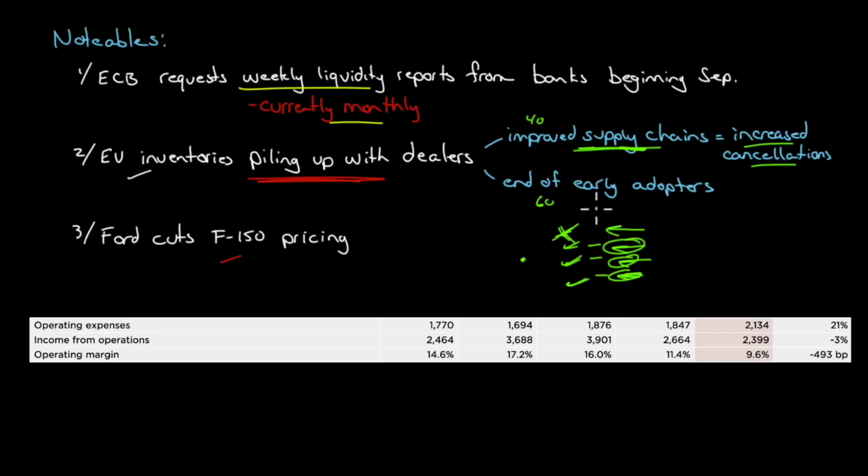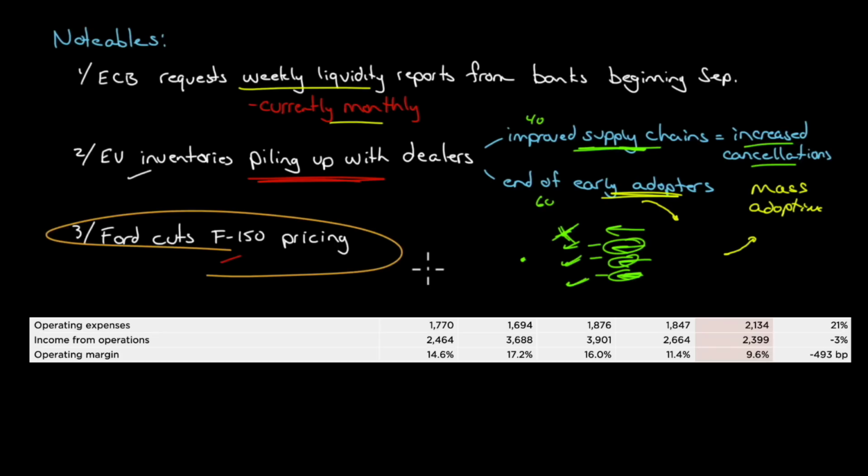The other argument is that we're probably at the end of the early adopters, and EV is just not ready yet for mass adoption. So demand is starting to drop off because the early adopters are done, but the mass adoption growth in demand hasn't yet started. So you would expect to see inventory builds, and because you see inventory builds, given high levels of interest rates, carrying costs on inventory is going to be expensive. You would expect to see pricing cuts as well. So Ford cut its F-150 pricing.